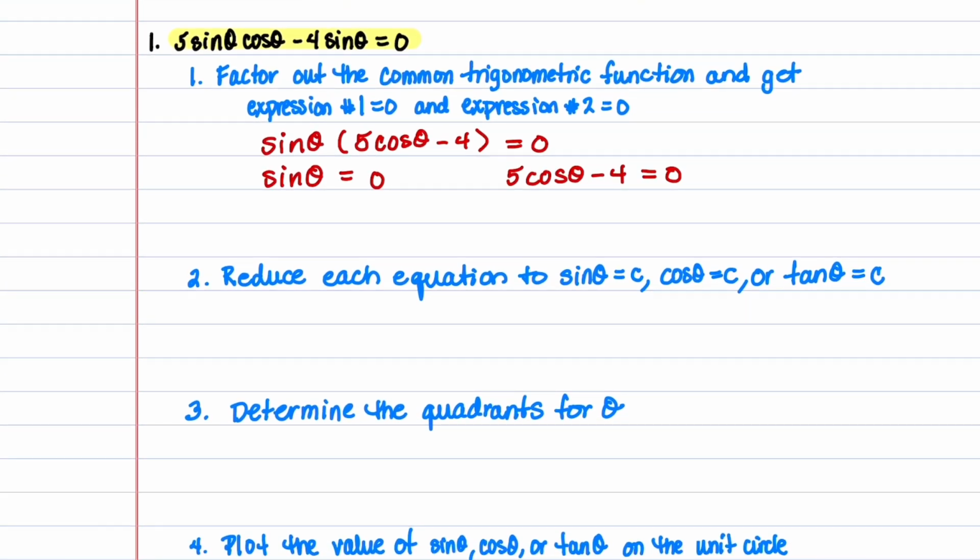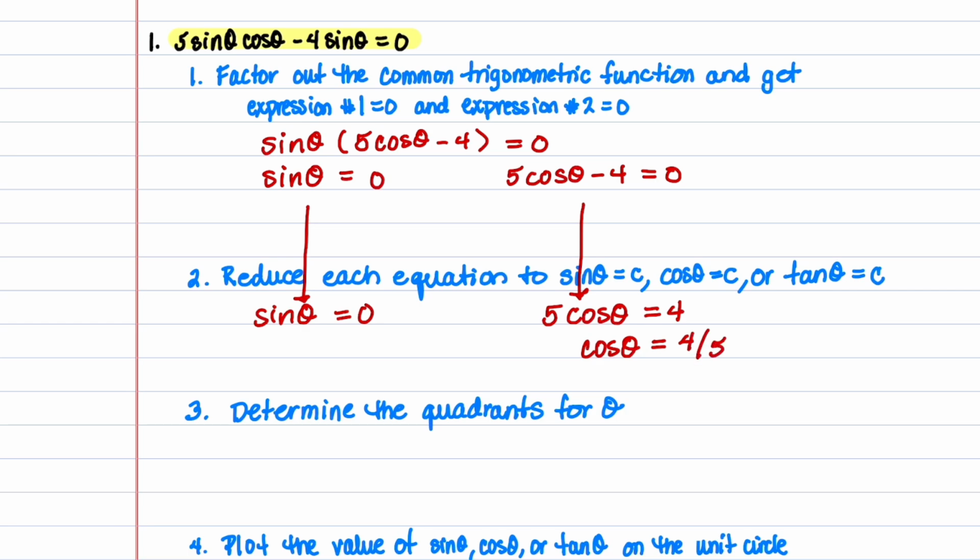We'll now reduce each equation to just sine theta, cosine theta, or tangent theta is equal to a constant. Our first equation is already done, so we'll just recopy that. We have sine theta is equal to 0. And for our second equation, we need to solve for cosine theta. So we'll pull the 4 to the right-hand side. This gives us 5 cosine theta is equal to 4. And then cosine theta is equal to 4/5.